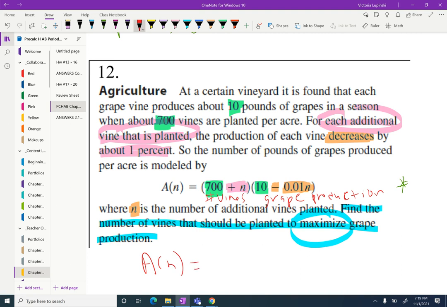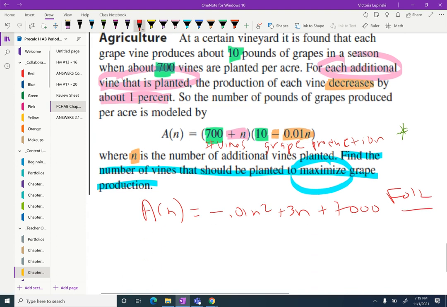So if you were going to multiply this out, you would get negative 0.01 n squared. If you were to do the outers and the inners, I believe you would get 3n. And then if you were to do the last, you would get 7,000. And again, that's just by foiling and combining like terms.